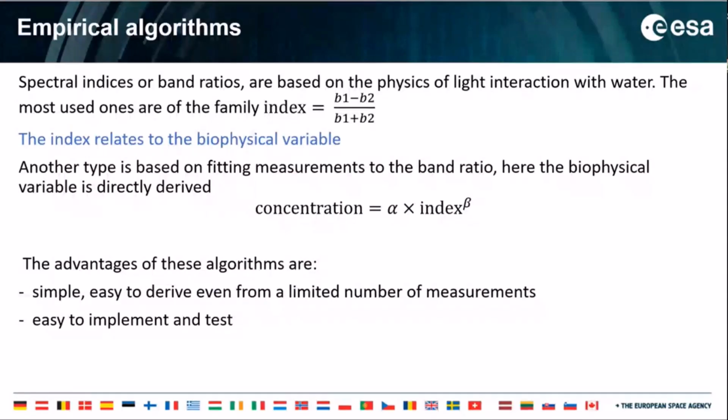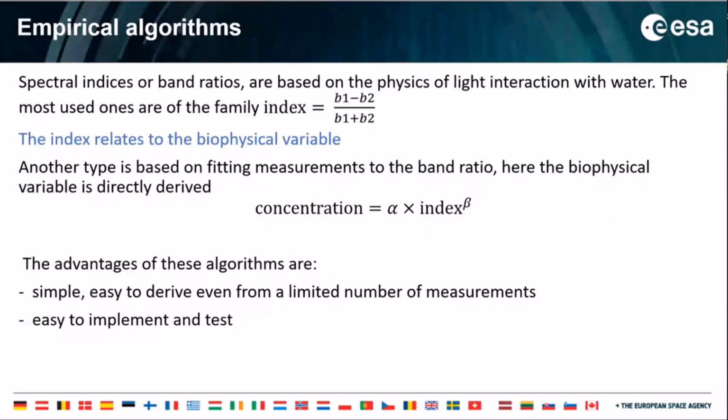You can go a step further and convert this index to concentration if you have field measurements. You can build up a regression analysis. For instance, this relation shown here is a power law relation. It could be linear, it could be quadratic, it could be anything. It's just a statistical inference whereby you as a user could derive the model coefficients, in this case alpha and beta, from regression analysis between your measured concentration and your satellite observed index.